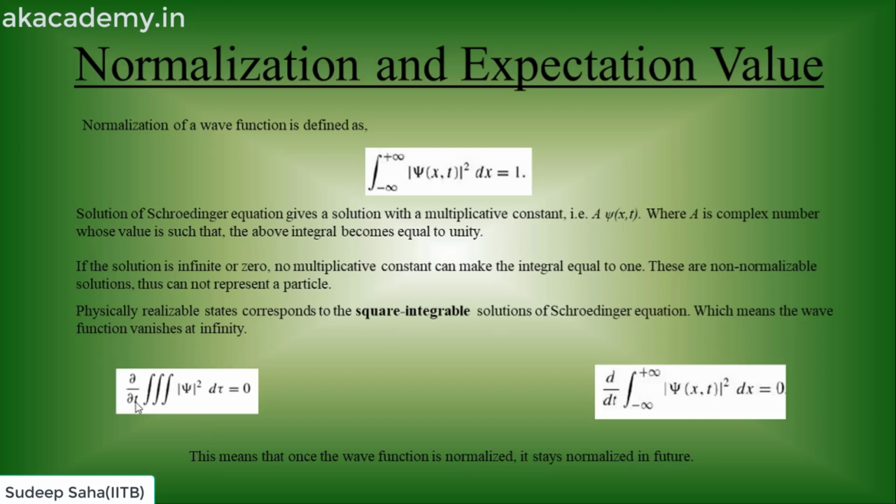If the time derivative of this normalization equals 0, it means that once the function is normalized, it stays normalized in future. This is very common and very easy to understand, because I have told you that this normalization means we have fixed only one particle in a finite system. We have contained only one particle, so it is not desirable that over time the particle leaves that place. So we see that this equation reflects that condition.